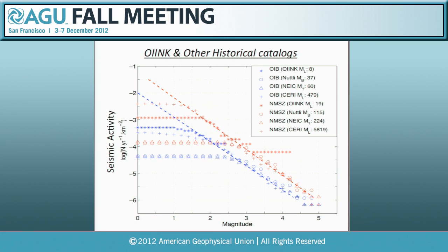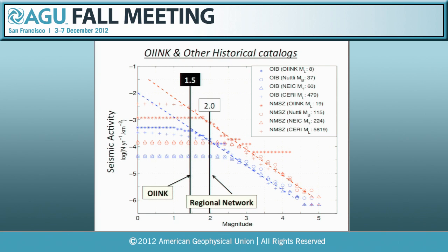You only need to know that this is the data from the OIINK observation, and the blue color is for the Ozark-Illinois boundary, while the red color is for the pneumatic seismic zone. For the Ozark-Illinois boundary region, the regional network, or the series network, only recorded earthquakes with magnitude greater than 2, while we detected a lot of earthquakes with magnitude greater than 1.5. There's a 0.5 difference in magnitude.